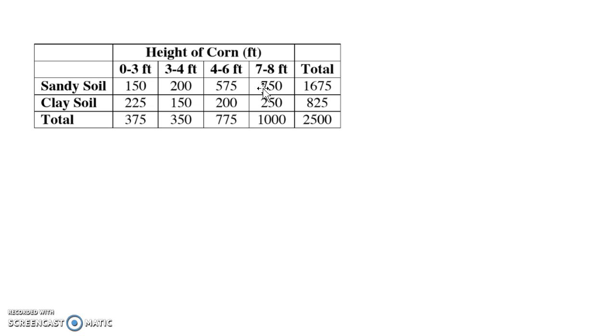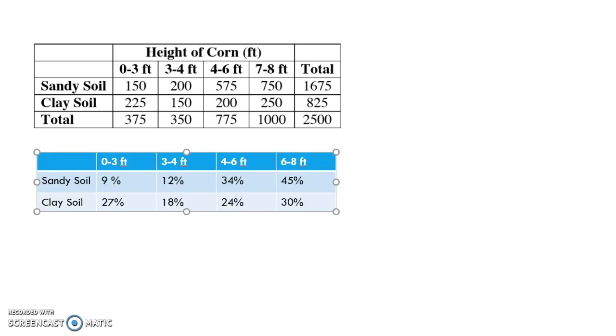With that determination, for example, we're going to be calculating 150 out of the total planted in sandy soil, as opposed to the total number of stalks between 0 and 3 feet. So here is the table of percents calculated from this. The 9% here comes from 150 divided by 1,675, and 200 divided by 1,675 gives us our 12%. So from here we would want to make two bar graphs, one for each of our explanatory variables, one for our sandy soil and one for our clay soil to give a comparison.